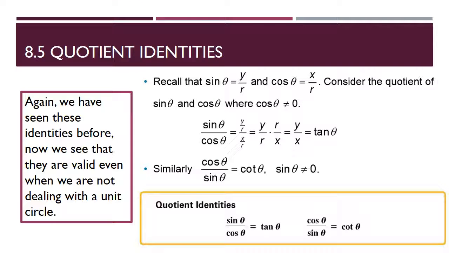Now, we've seen these identities also. These are the quotient identities. We've said that sine is y over r and cosine is x over r. And we're going to consider the quotient of sine and cosine. So if we put sine over cosine, we get y over r over x over r, which reduces to y over x, which is the same as tangent. So again, this is just redemonstrating that the tangent does indeed equal the sine over the cosine, and the cotangent is also represented by the ratio of cosine over sine.